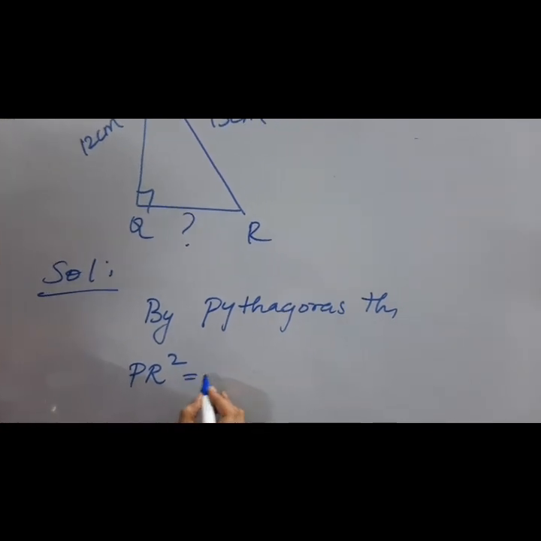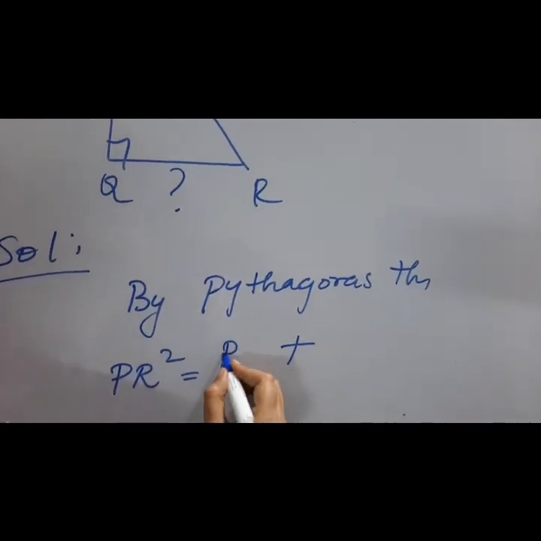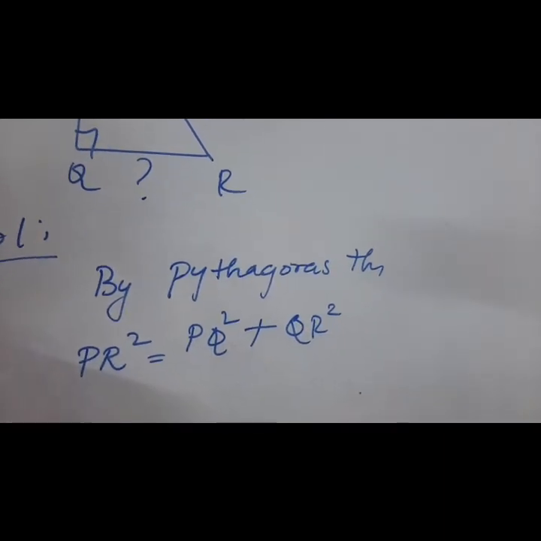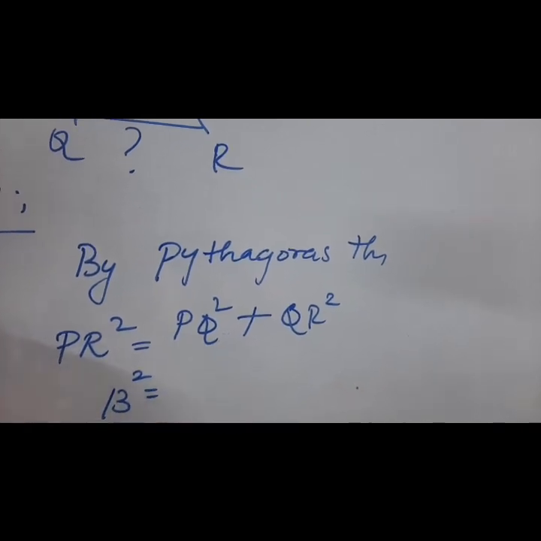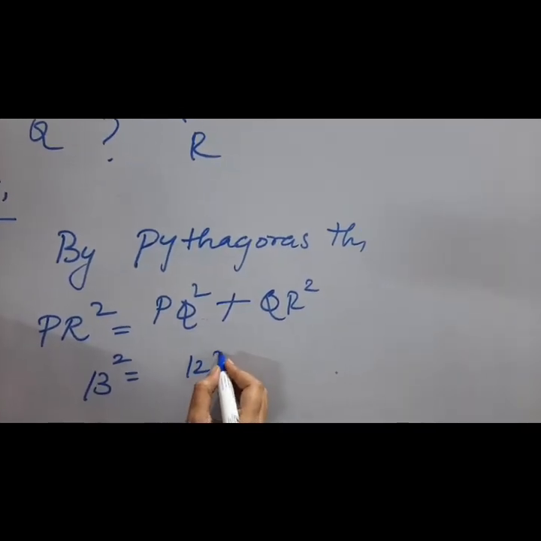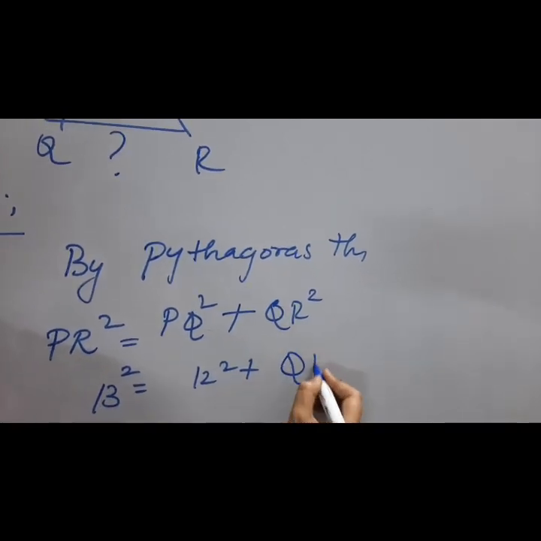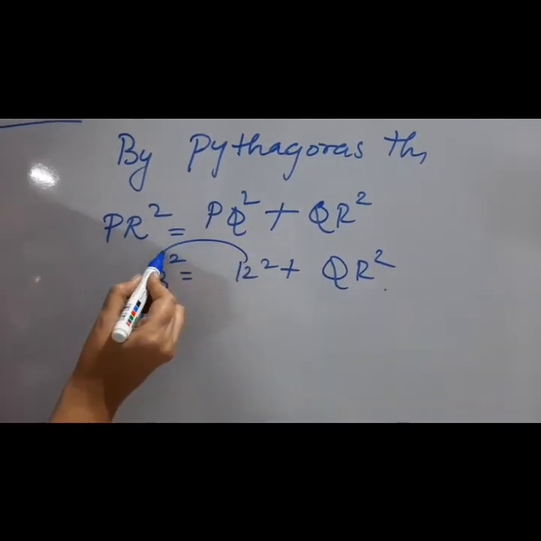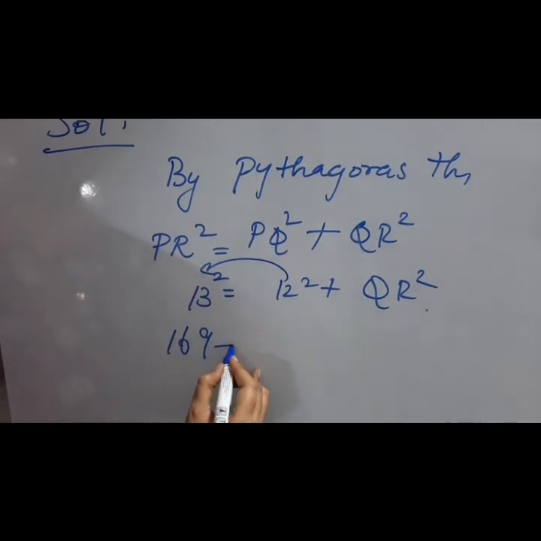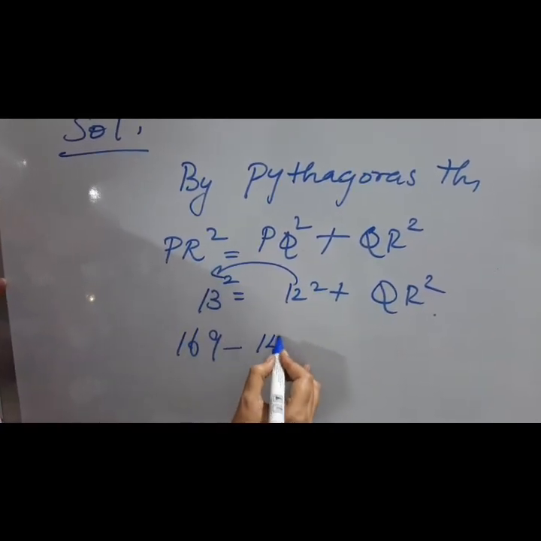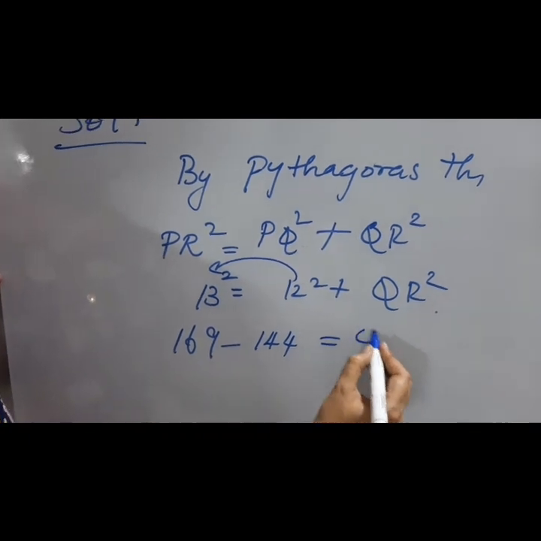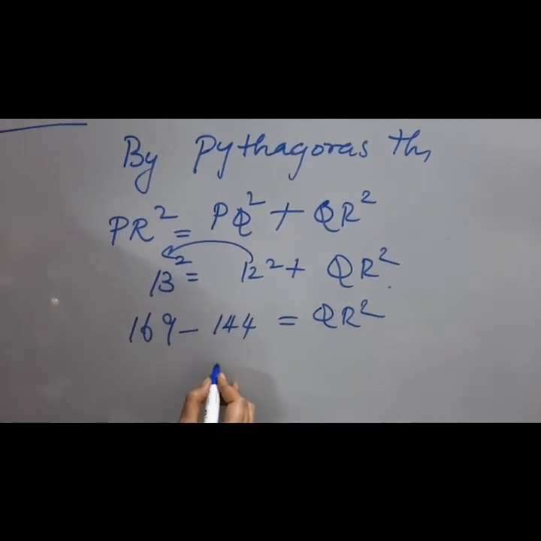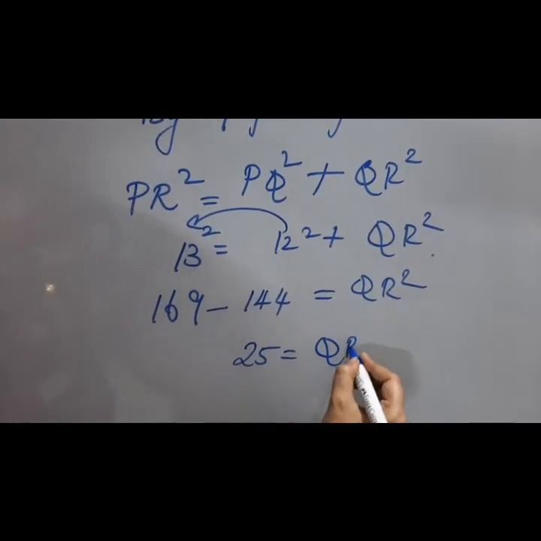hypotenuse square is equal to the sum of the squares of height and base. Hypotenuse square here is given as 13 square. The height is 12, so 12 square. We need to find out QR square. 13 square is 169. Bring 12 square to the other side of your equation. 12 square is 144. If you bring it to the other side, this will become minus 144, which is equal to QR square. Find the difference of 169 and 144, that is 25. 25 is equal to QR square.